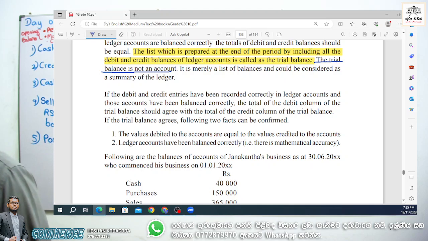Transaction එක amount එක actual value එක වැරදි වෙන්න පුළුවන්. මං කියන්නේ අපි debit කරපු ගානට හරි ගාන credit කරලා තියෙනවා. Ledger accounts have been balanced correctly.